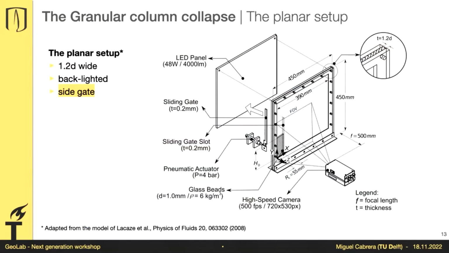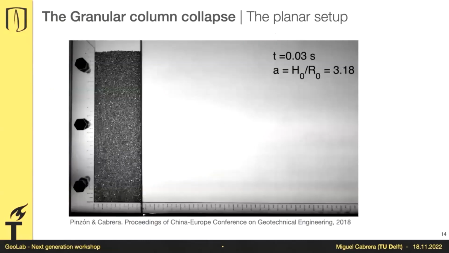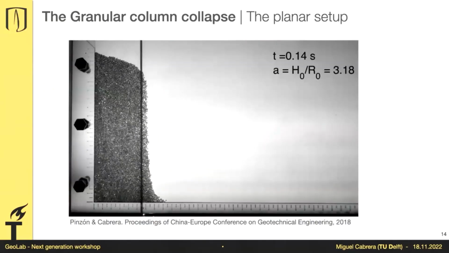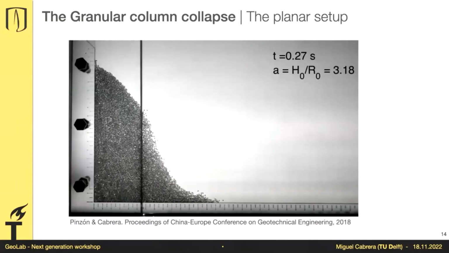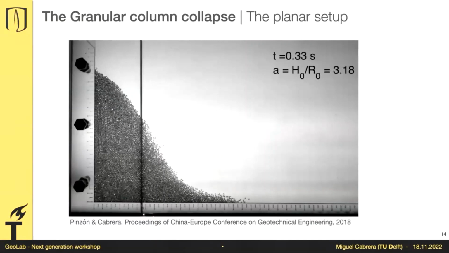We add an LED panel that backlights a series of particles that are placed on this bottom right corner where the XYZ axis is. And you record on the other side with a high-speed camera. The recordings look something like this. So what you see here is each single particle moving, because this model is just one particle thick. There is no particle behind each other.